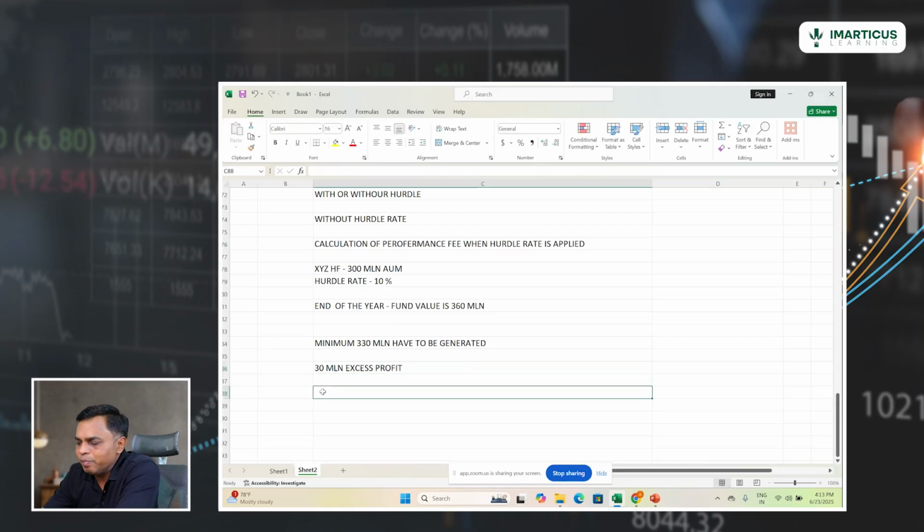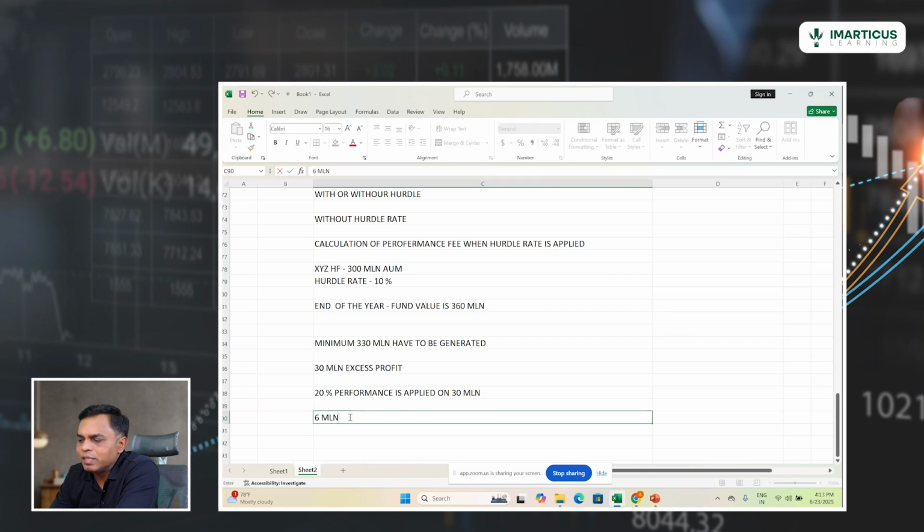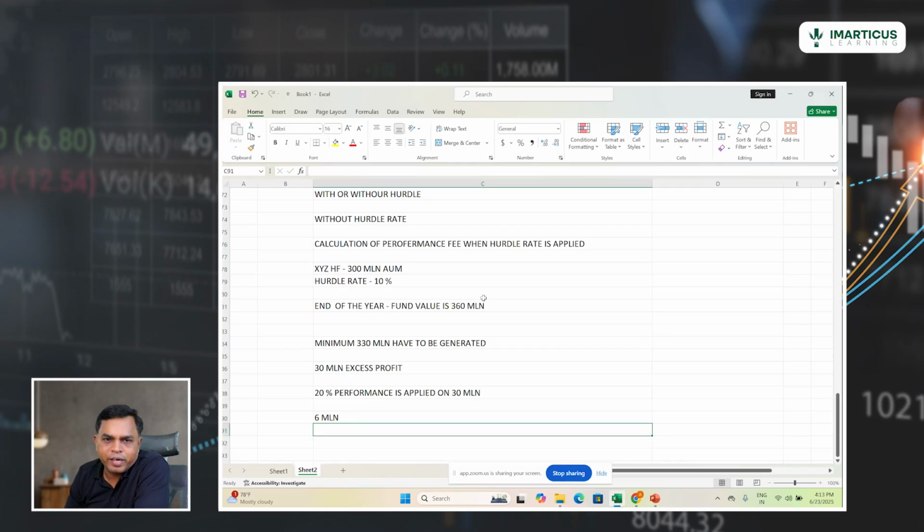Now this 20% performance fees is applied on 30 million, not 60 million. So the performance fees in this case will be 6 million, that is 20% of 30 million. So that is how the performance fees is actually calculated.